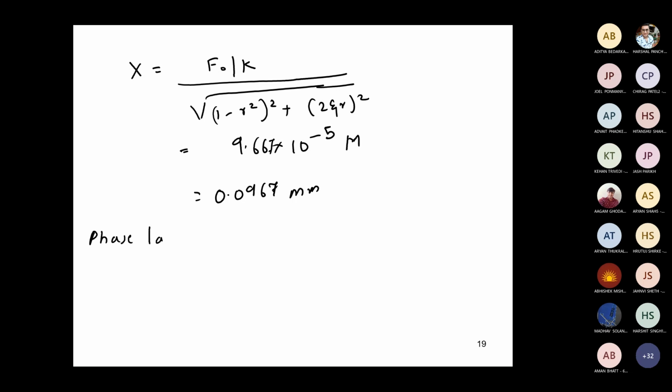Then next is the phase lag. So what will be the phase lag? That is phi minus alpha. So that is equal to tan inverse of 2 zeta r upon 1 minus r square, minus tan inverse of 2 zeta r. So find out how much is that.